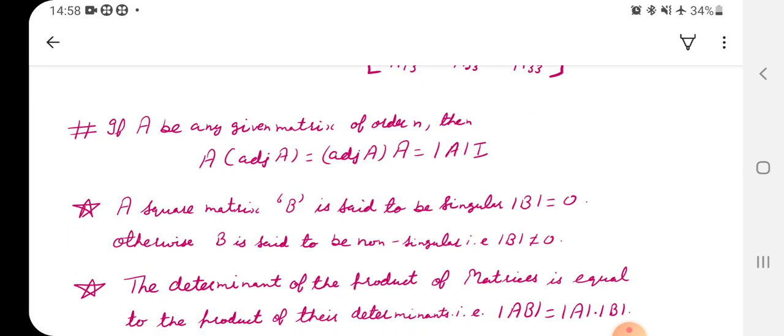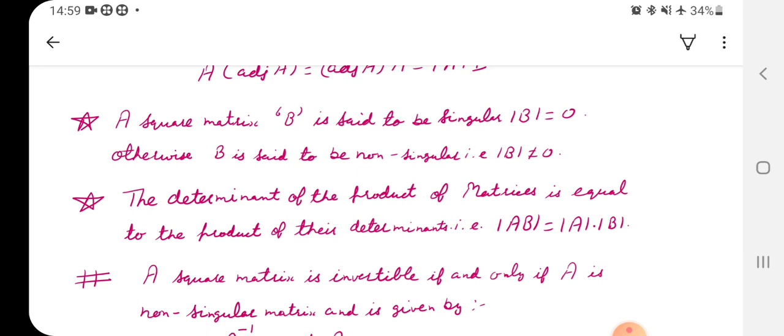Next, they said a square matrix B is said to be singular if determinant of B is equal to 0. Determinant of B is 0, then B is called a singular matrix. So any matrix will be singular when its determinant is 0. Otherwise B is said to be non-singular. Non-singular means its determinant is non-zero, right?